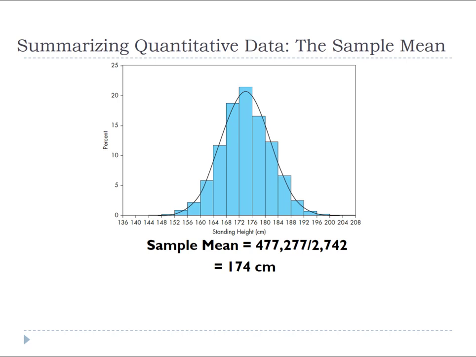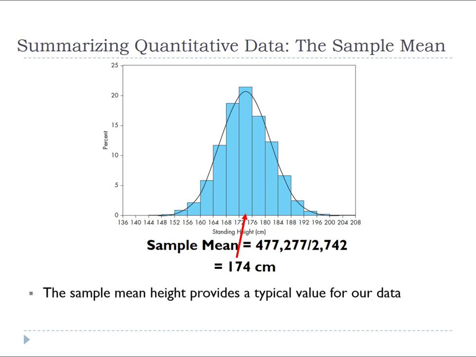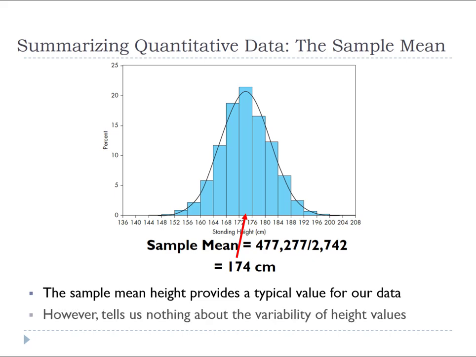As we can see from the figure presented, the sample mean of 174 is in the middle of the normal distribution of measurements. What this means is that approximately 50% of men's heights in the sample are below 174 centimeters, and approximately 50% are above. The sample mean is a useful measure for summarizing our data under the normal distribution, providing a typical value for our data. However, it tells us nothing about the spread or variability of individual height values around that sample mean.